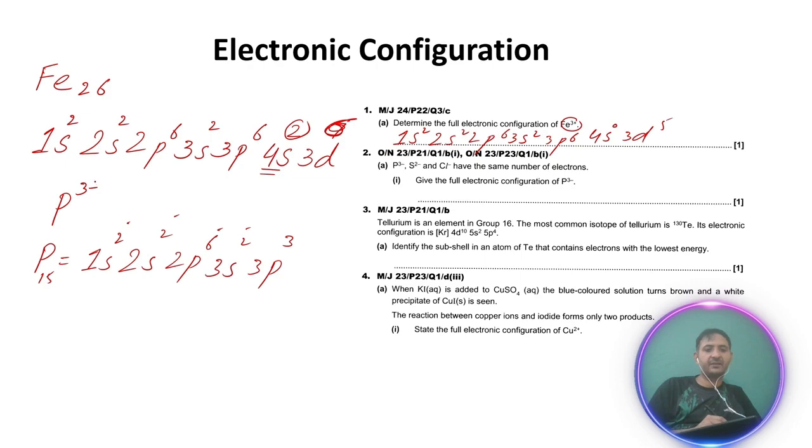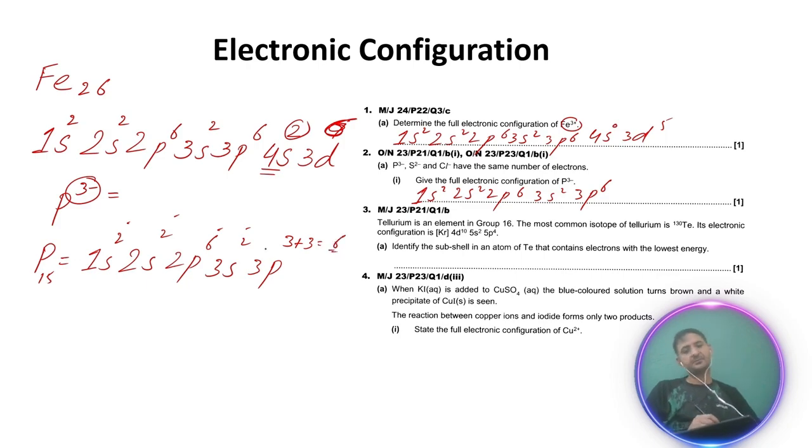But we have 3 negative. 3 negative means 3 electrons more. So now I will write for this: 1s2, 2s2, 2p6, 3s2, and 3p6. Why did I add 3p6 here? Because 3 negative means plus 3 electrons. It will become 3p6. Okay.